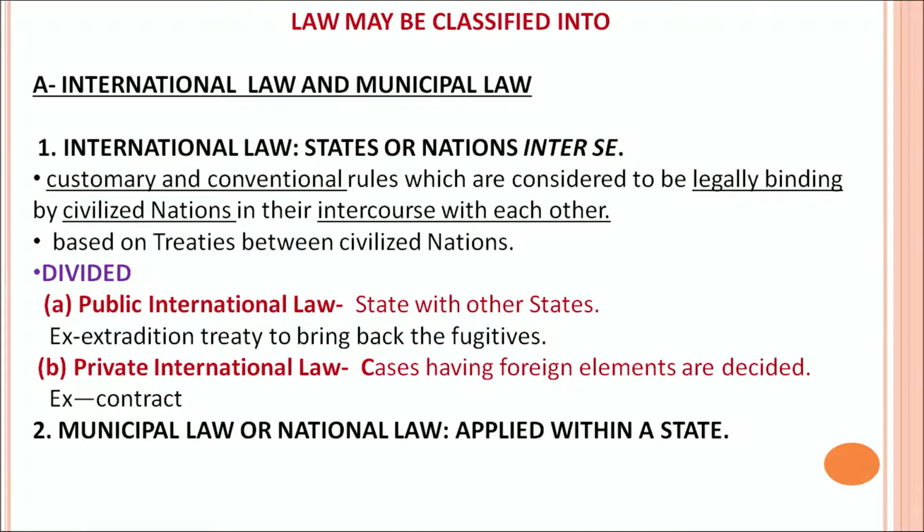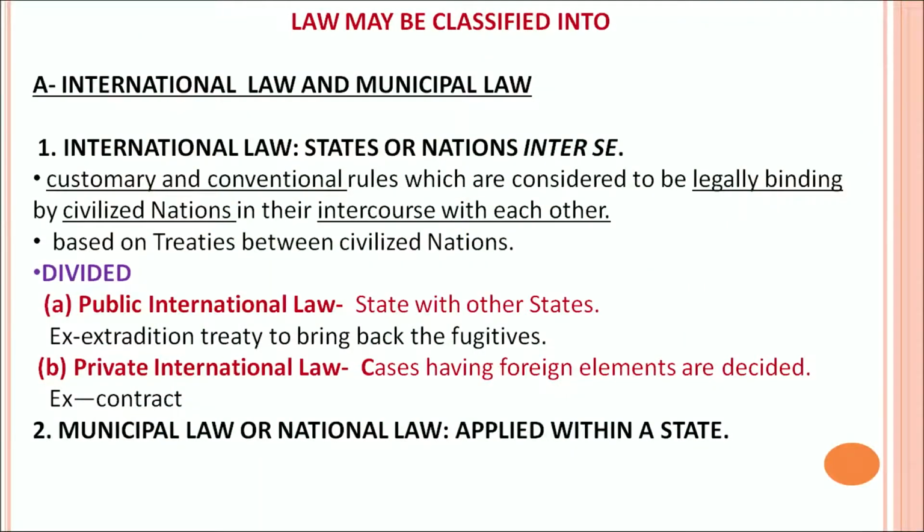Now, as the name itself suggests, international law is a law which deals with the relation between the states or nations among each other. If you look at the definition of the term international law, there are these 4 or 5 important points which you have to keep in mind. International law is a set of customary and conventional rules which are considered to be legally binding by civilized nations in their intercourse with each other. It is largely based on the treaties between the civilized nations.